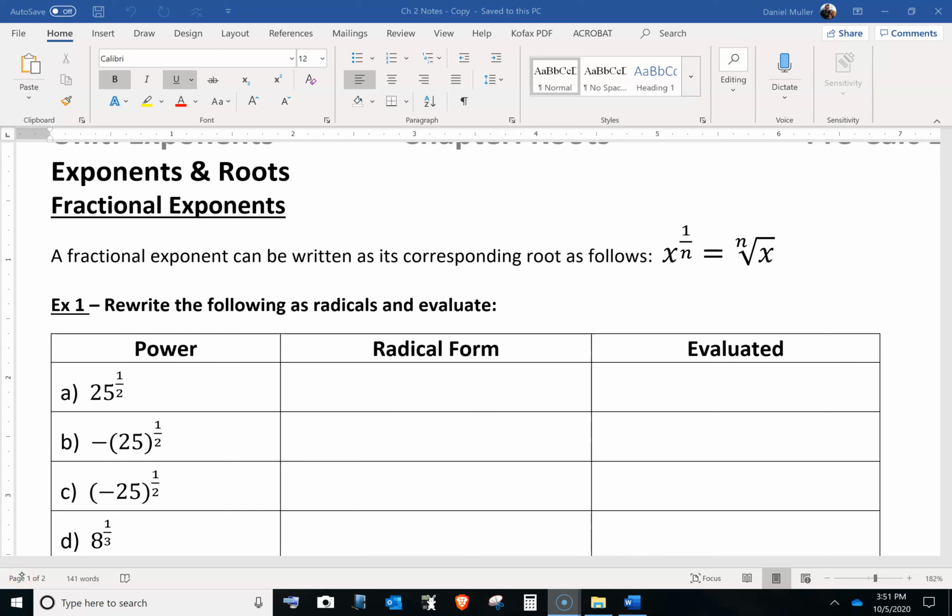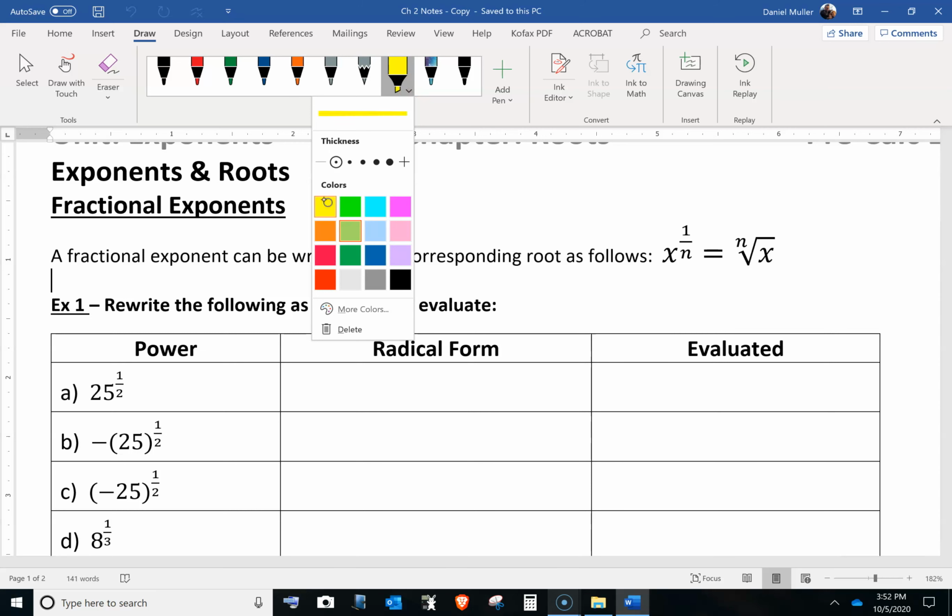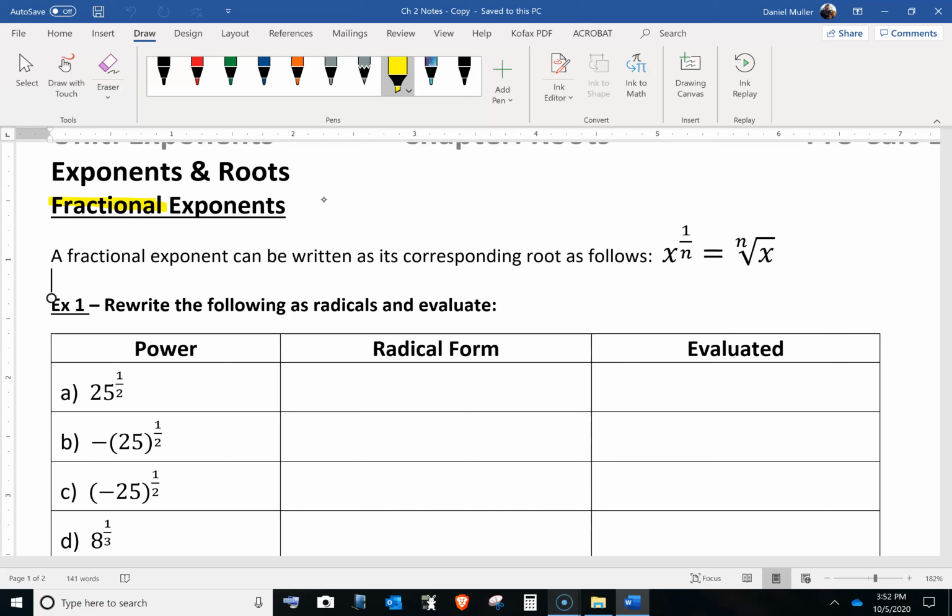We're going to continue with exponents, but now we're looking at exponents that have fractions. So I call them fractional exponents. Now these fractional exponents, we don't ever use the word fractional exponents, we just use the word radicals. So we are looking basically at radicals, but I wanted to highlight fractional exponents just so that you remember.